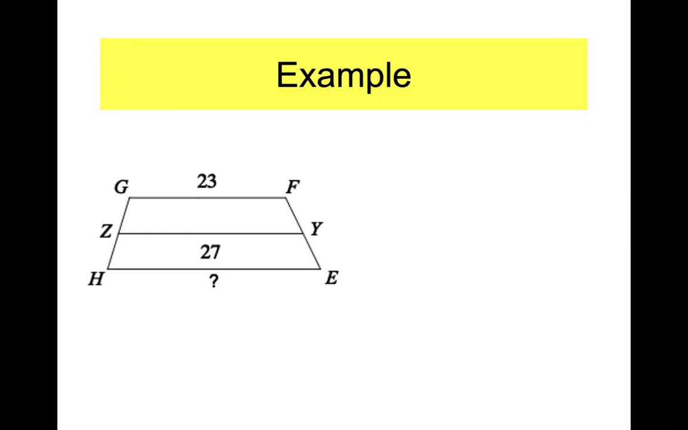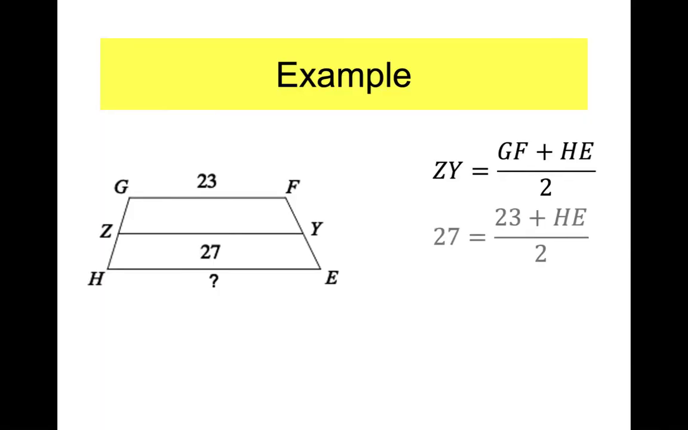So this is just an algebra thing. The setup is still the same. The median is equal to GF plus HE divided by 2. This time I know what the median is. The median is 27. So it's just an algebra problem. I would not get rid of the 23 by subtraction because really that's 23 divided by 2, and I don't want to mess with fractions. So I'm going to clear the fraction to start with. I'm going to multiply both sides by 2. So that would be 54. The 2's would cancel on the right side. 2 times 27 is 54. And I subtract 23 and I'm done.